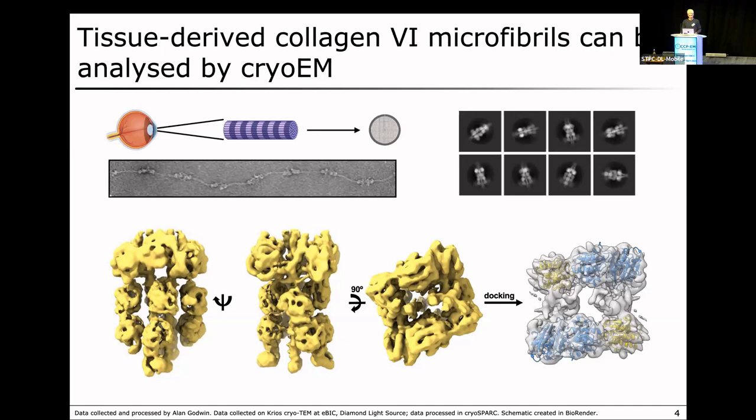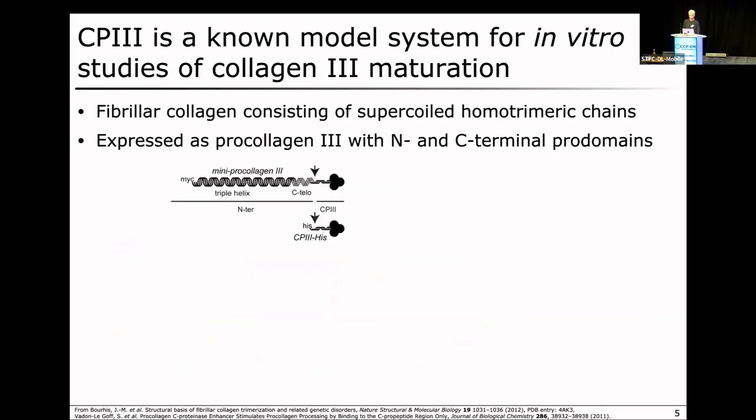And so we asked ourselves, can we make a model system where we can control the composition, where we can just make it in the lab, and we can hopefully account for flexibility by just having something that's smaller, so you have less moving parts. And our inspiration from this actually came from another model system called CP3, which has been used for about 20 years now to study collagen 3 assembly.